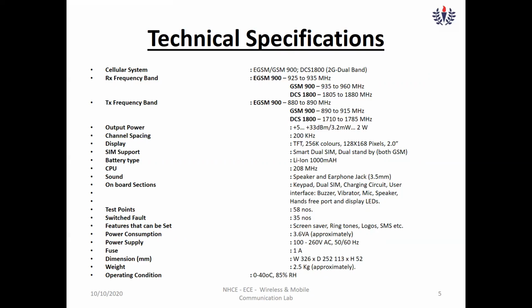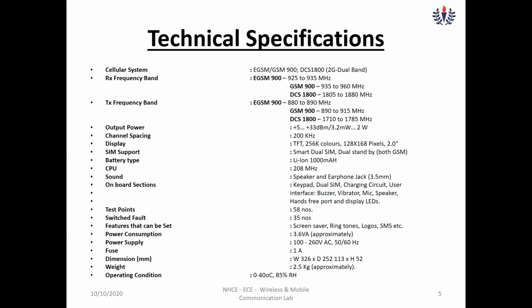This mobile phone can be operated in hands-free mode also. Hands-free mode means we can activate our loudspeaker mode so that we can access the mobile phone without touching it. And we have a display LED. The display LED means whenever we press a keypad key, we can see it glowing, which indicates that the key is pressed. So those kinds of display LEDs are available.